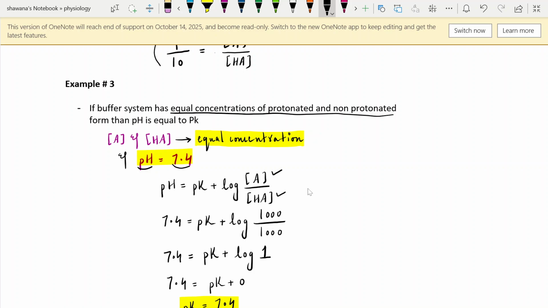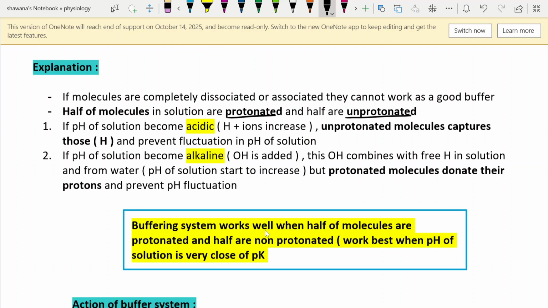So, talking a little bit more about the buffer system: what is a good buffer? A good buffer is a buffer system in which half of the molecules are in protonated form and the other half are in non-protonated form. For example, we can take the example of blood. There is the blood of a patient, or the blood of any animal, mainly a biological system. The pH of the solution became acidic. We are adding, or injecting, hydrogen ions into that fluid or into that blood.